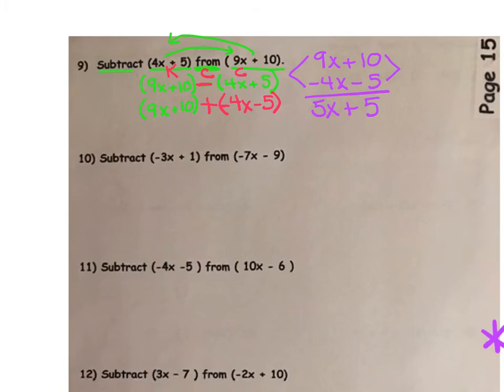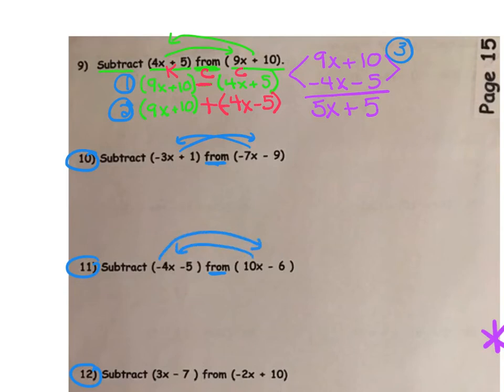For this particular type of problem, there's actually 3 steps that you should show on your paper. Step 1, where you write the original subtraction problem. Step 2, the problem rewritten as an addition problem. And step 3, the stack and combine step off to the side. You're going to complete 10, 11, and 12 on your own. And you're going to make sure you complete the from flip in each of these as you write down step 1.